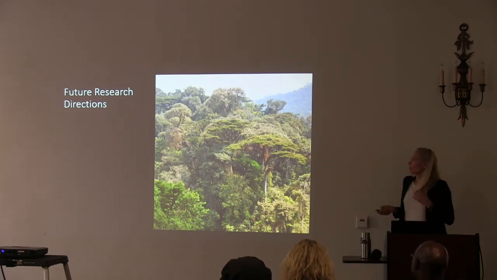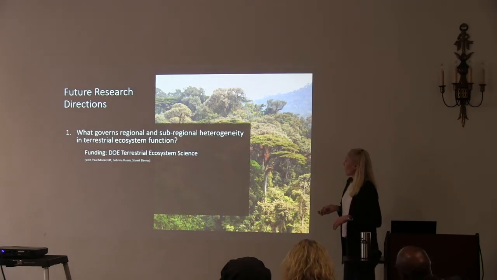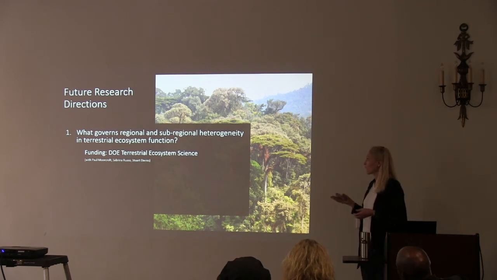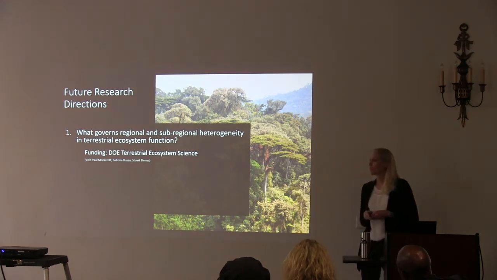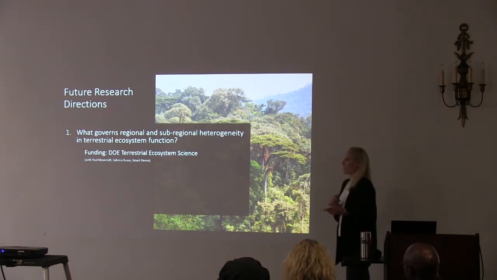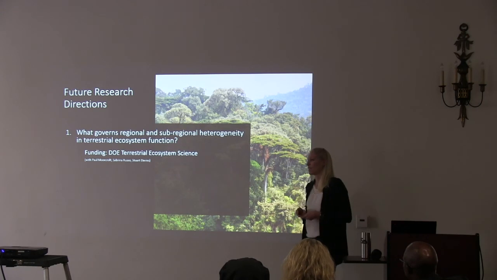So in wrapping up, I want to talk about a couple of future research directions and then one little point about teaching. One of the two areas that I really am excited to continue moving forward in is related to these questions about regional and sub-regional heterogeneity in terrestrial ecosystem function. So I'm actually submitting a grant right now with Paul Moorcroft, Sabrina Russo, and Stuart Davies. It's part of the DOE terrestrial ecosystem science proposal, or call for funding. And it's very much linked to the phase 2 of the NGEE Tropics program that's working largely in the neotropics, but is expanding out to a site in Southeast Asia.